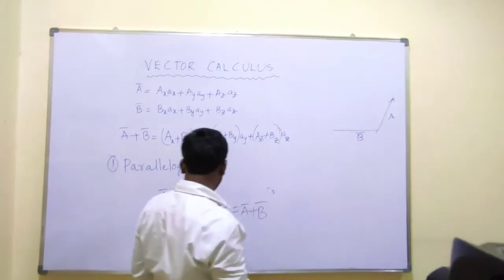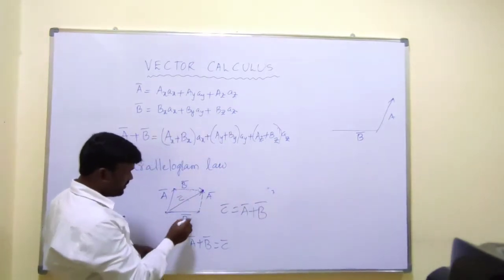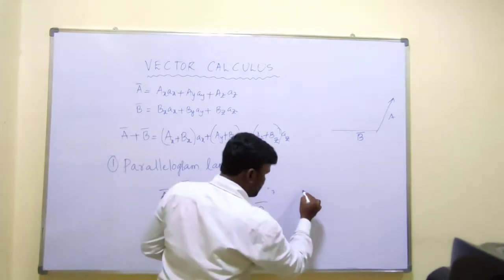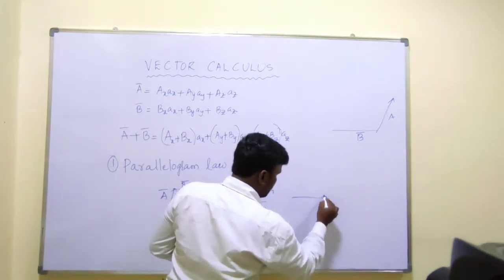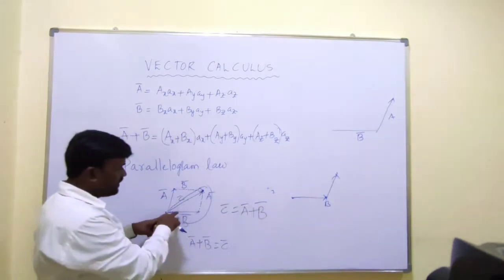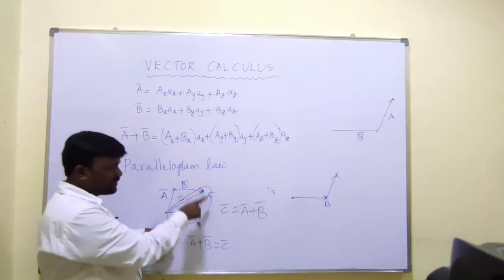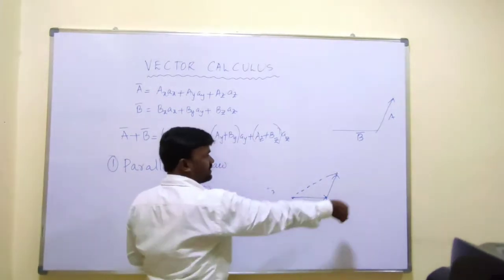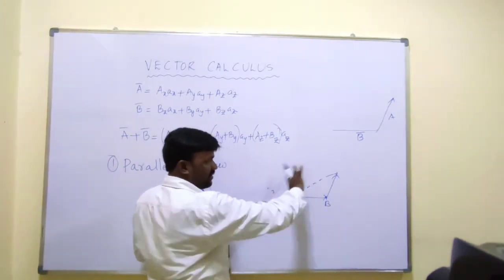See this diagram, only consider this part, b bar and a bar. Here that is nothing but what? It is your b bar, starting point this one, and a bar like this. And what about the resultant vector of a bar plus b bar? It is nothing but this one. Okay, here it is representing what?